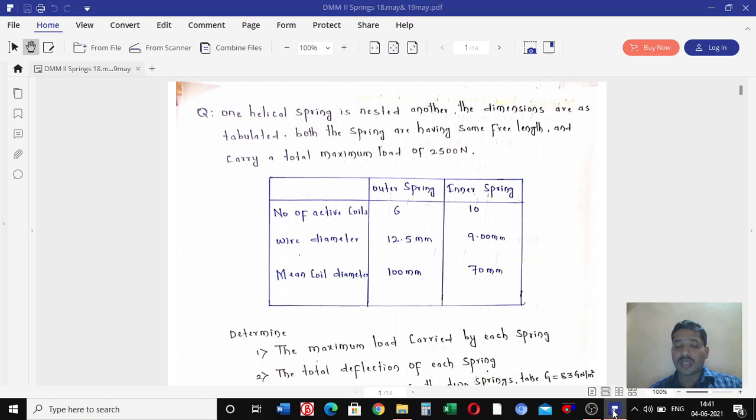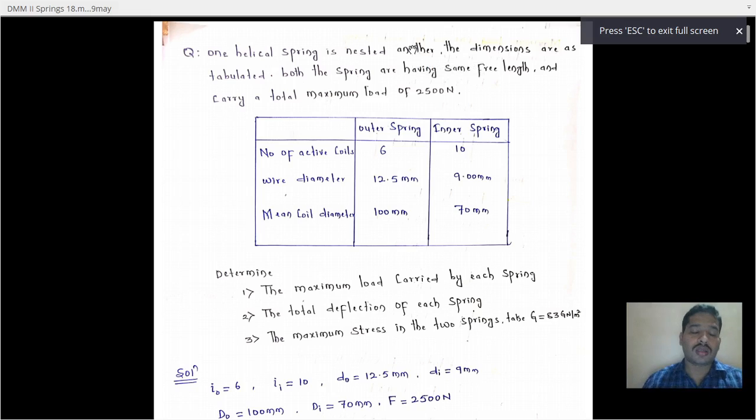So today in the sessions we are going to learn the next problem on the helical spring. First of all, I will read the question. One helical spring is nested in another, and the dimensions are as tabulated. Both these springs have the same free length and carry a total maximum load of 2500 Newton. In this problem, the tabular column is given here.